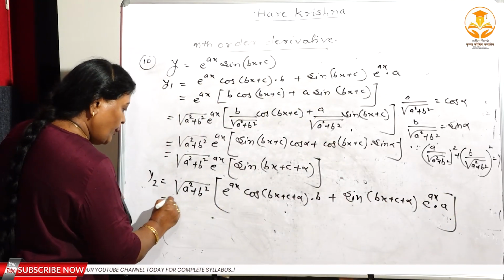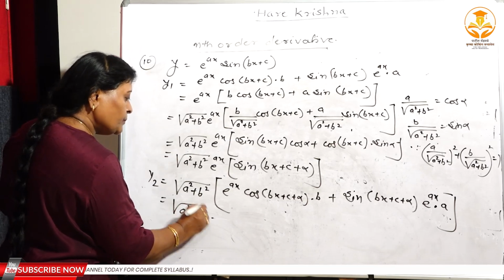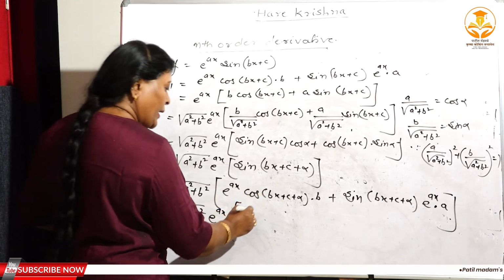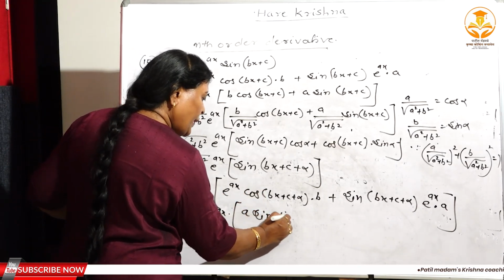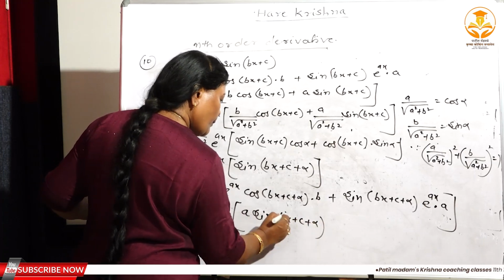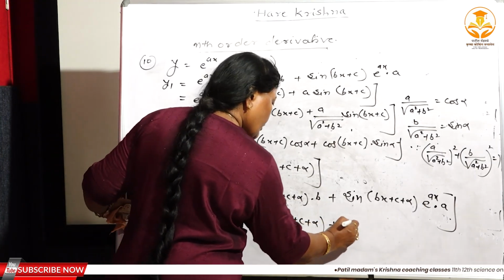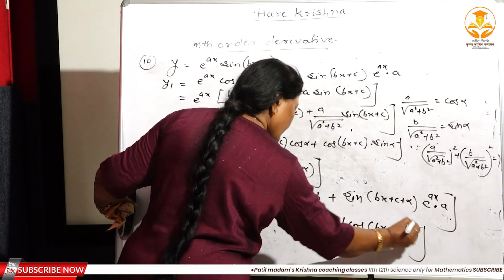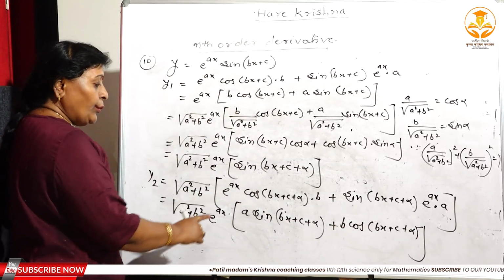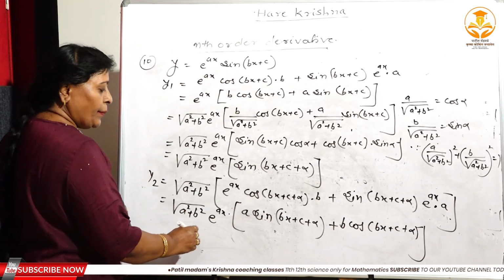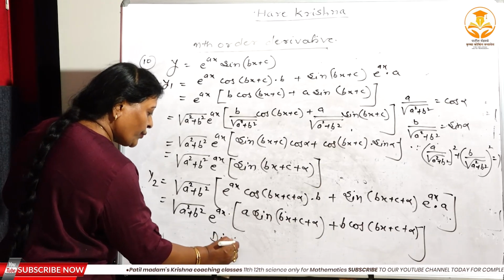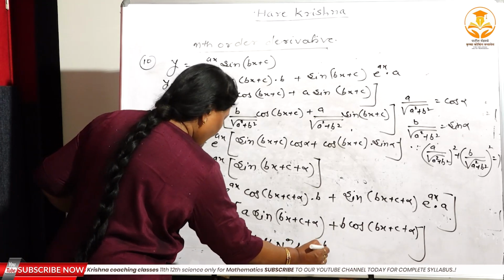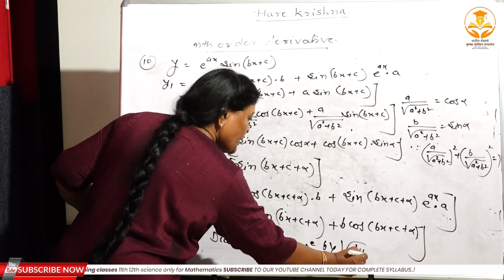So again what you have to do, root of a square plus b square, you can take common, that is e raised to ax, and here again you have got a sin of bx plus c plus alpha and b cos of bx plus c plus alpha, isn't it? Now again what you have to do, divide both numerator and denominator by root of a square plus b square, right?